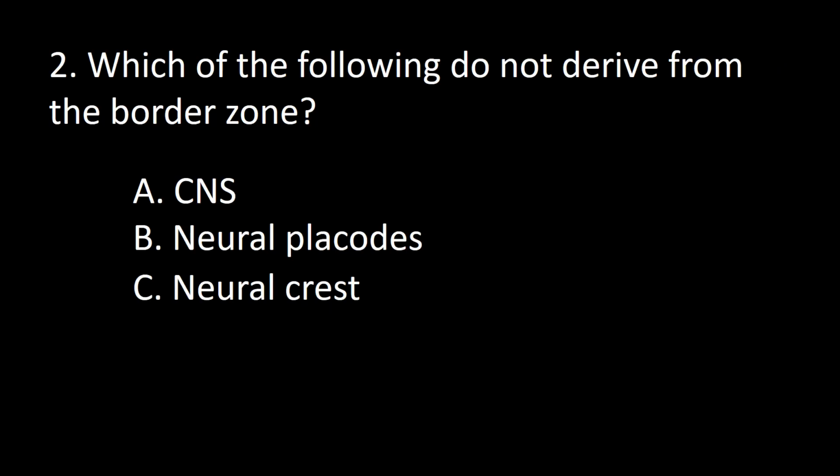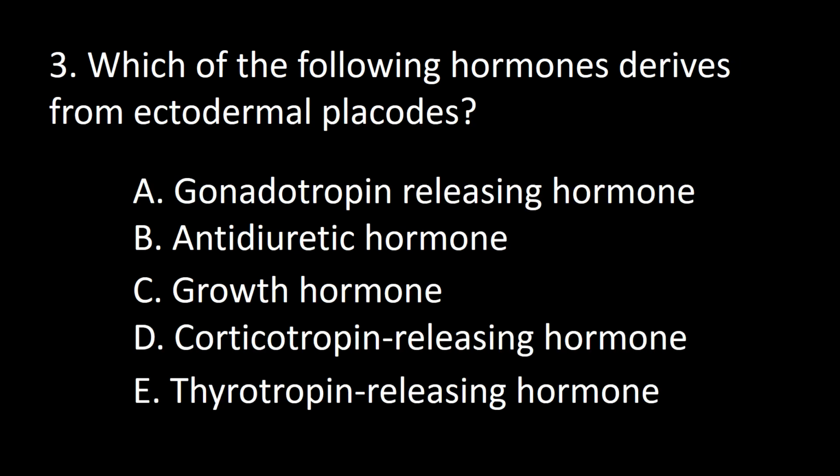So the answer to this question is A. Next question. Which of the following hormones derives from ectodermal placodes? A. Gonadotropin releasing hormone. B. Antidiuretic hormone. C. Growth hormone. D. Corticotropin releasing hormone. E. Thyrotropin releasing hormone.